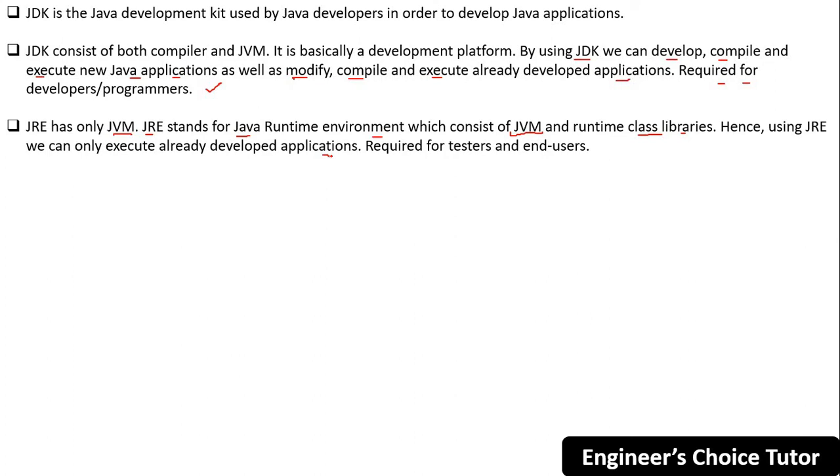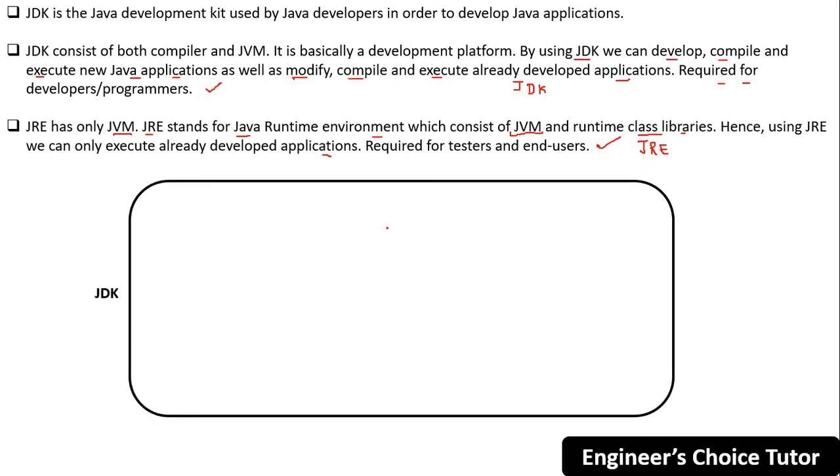So for the testing and production environment, JRE installation is enough because testers and end users are not going to develop programs. Hence, only execution is required for them. That is the reason for testing and for production environment, only JRE is enough. But for the developers, JDK is required. I hope this is clear to you, when to go for JDK and when to go for JRE. Now let's move ahead and see one more thing.